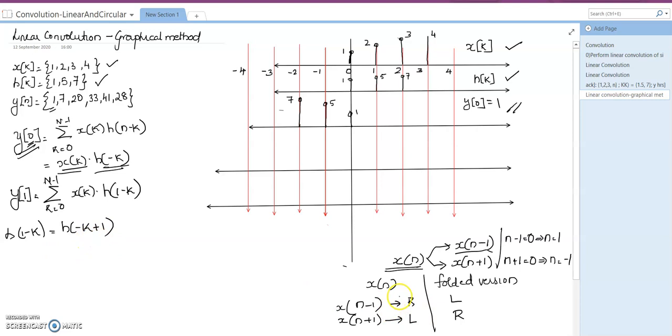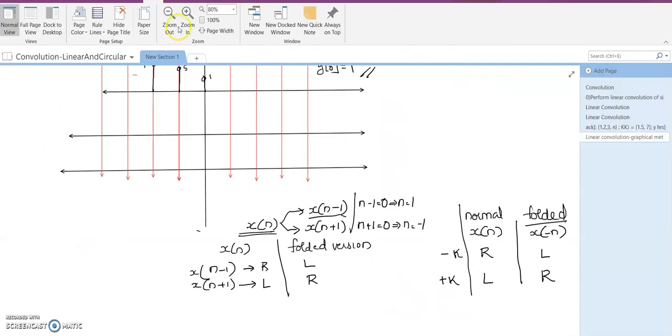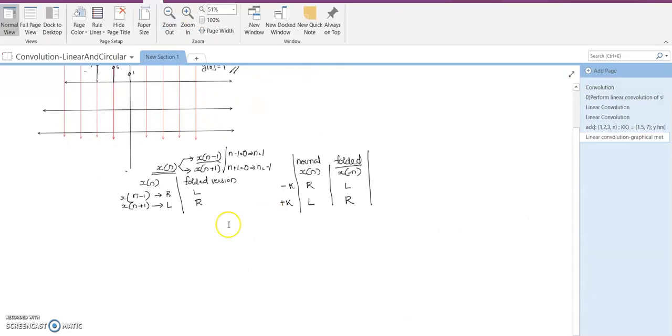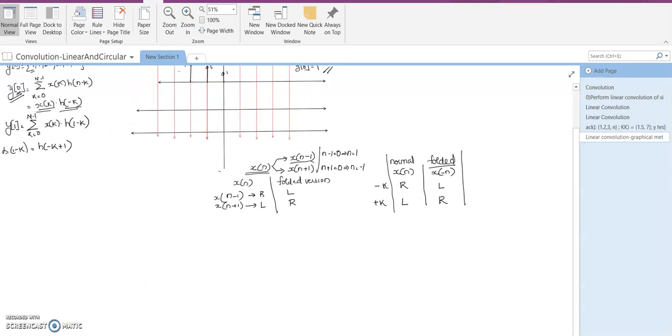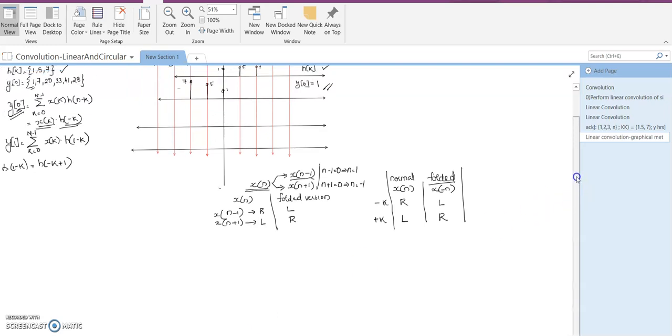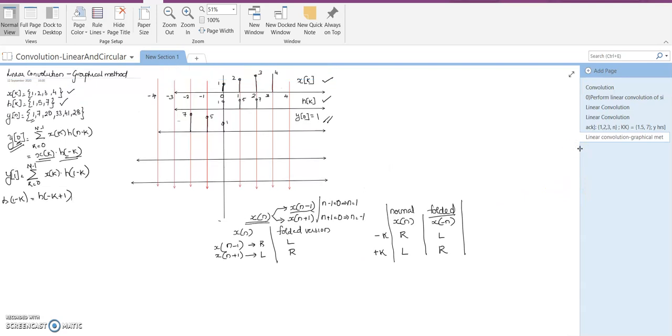So as per the logic that we have built earlier, we know that a shift in plus direction will indicate a shift to right. So I'm using that particular logic. So h of minus k plus 1 will indicate a shift of, as per the logic here, the folded signal x of minus n. If it is having a shift of plus k, it will indicate a shift to right. So h of minus k has to be shifted one place to the right.